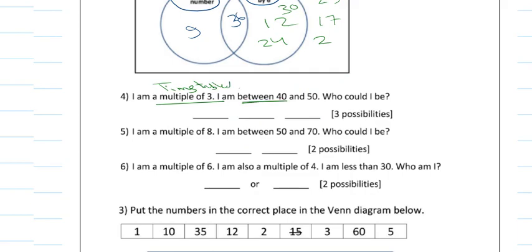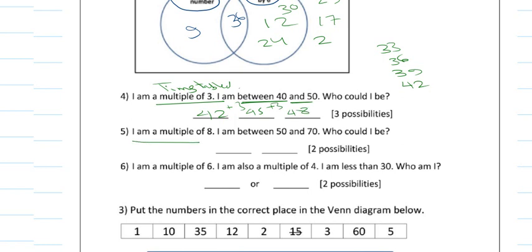I am between 40 and 50. Let's count by 3: 3, 6, 9, 12, 15, 18, 21, 24, 27, 30, 33, 36. Add 3 again: 39. Add 3: 42. So it will be between 40 and 50: 42 plus 3, 45 plus 3, 48.